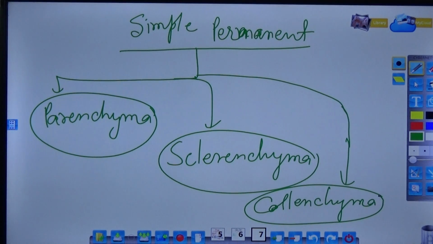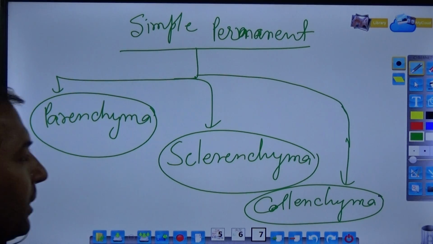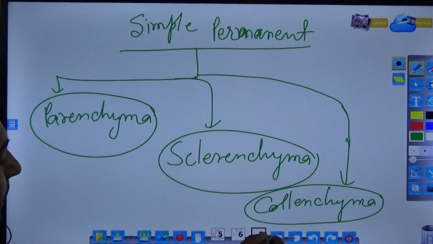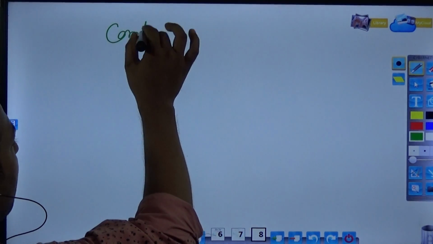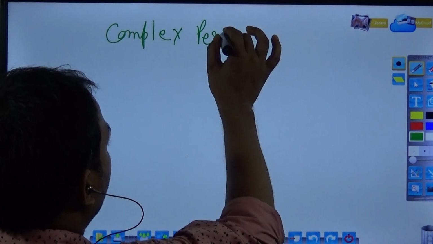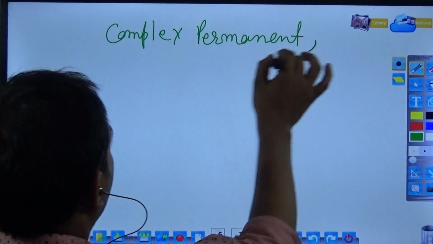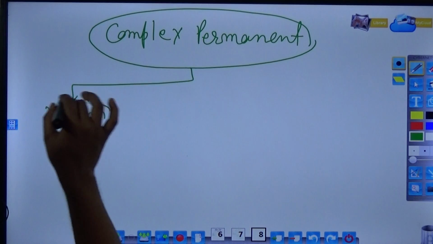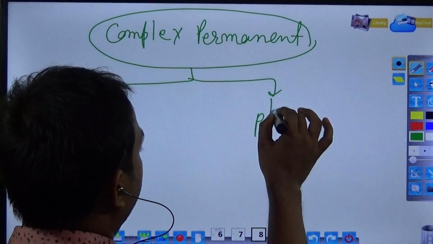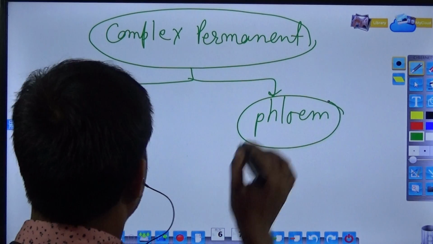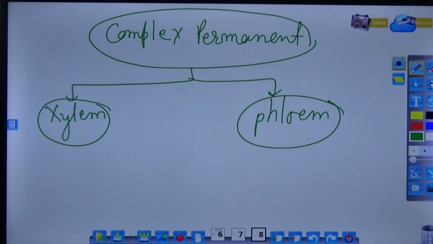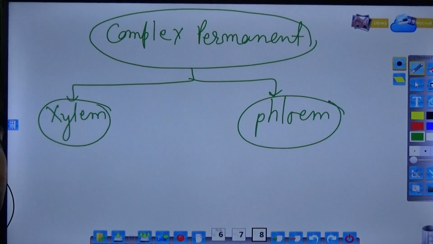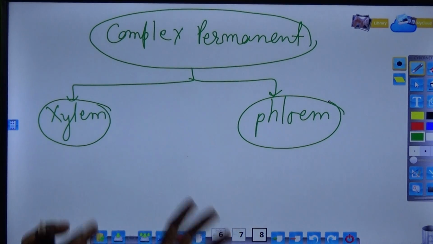Now next we will see the types of complex permanent tissue. So now, next page. Complex permanent: first xylem and second phloem. Xylem carries water and minerals from the root to the leaf, and phloem transfers food prepared by the plant to all parts of the plant.